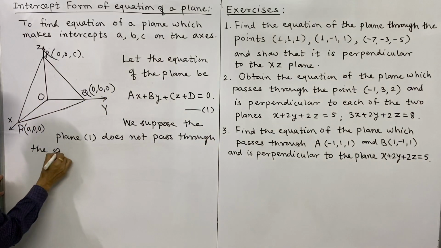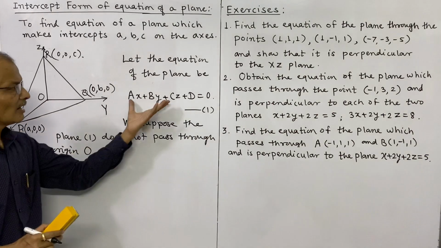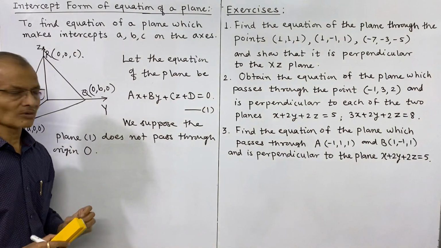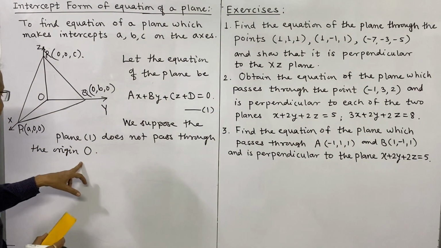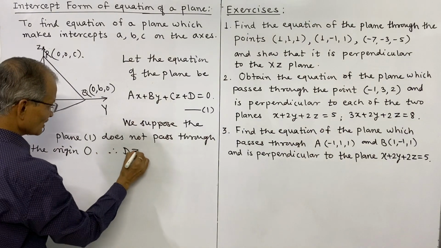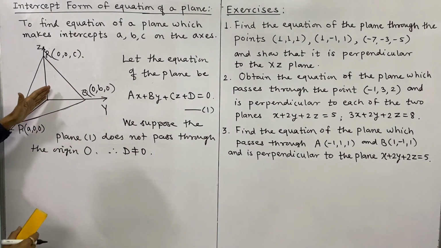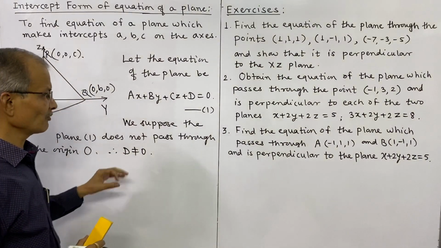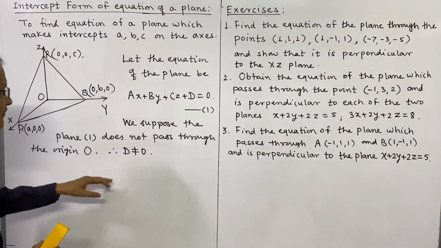The plane does not pass through the origin O. This is necessary because if it passes through the origin, then the coordinates of the origin will be 0, 0, 0 and d will be 0. So we suppose it does not pass through the origin, and therefore d is not equal to 0. And if it passes through the origin, what happens? The intercepts will be all 0: a is 0, b is 0, c is 0, and no intercept will be formed. Therefore we consider a plane that does not pass through the origin.